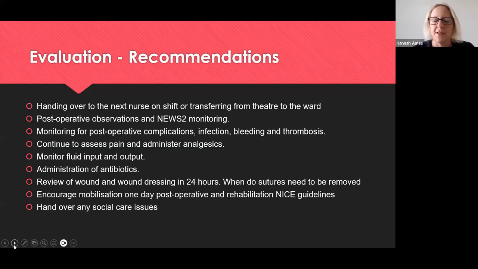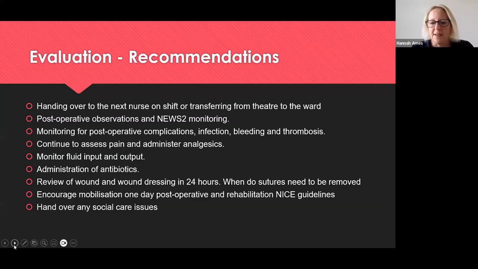So we'd want to do post-operative NEWS2 monitoring as per the policy. We'd be monitoring for any post-operative complications such as infection, bleeding and thrombosis. We'd want that person to continue to assess pain and administer analgesics. Monitor fluid input and output is important. Maybe administration of antibiotics and medications as prescribed. We'd want them to review the wound and the wound dressing in 24 hours. Maybe we need to hand over when sutures need to be removed. So if you've got that kind of information in your briefing, then make sure you use it.